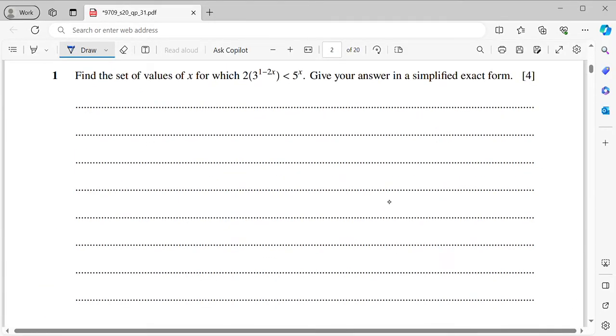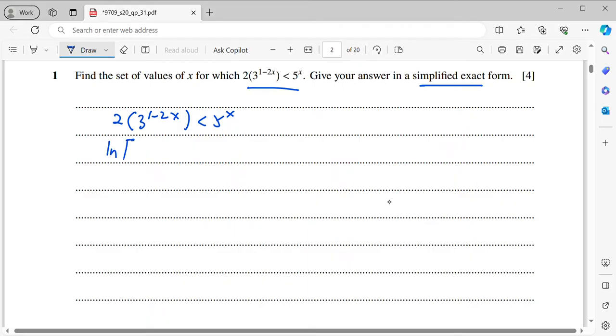For question number 1, find the set of values of x for which this inequality holds. Give your answer in a simplified exact form. So first of all, I will rewrite the question. Since x is the power of the number, with base 3 and base 5, to solve this question we will have one method, which is by using ln, the natural logarithm.